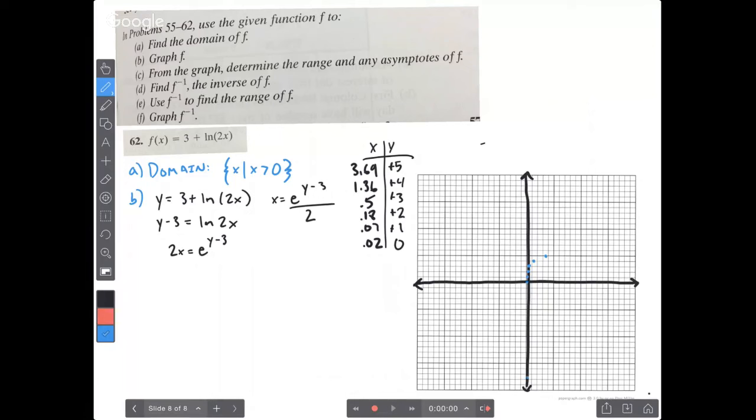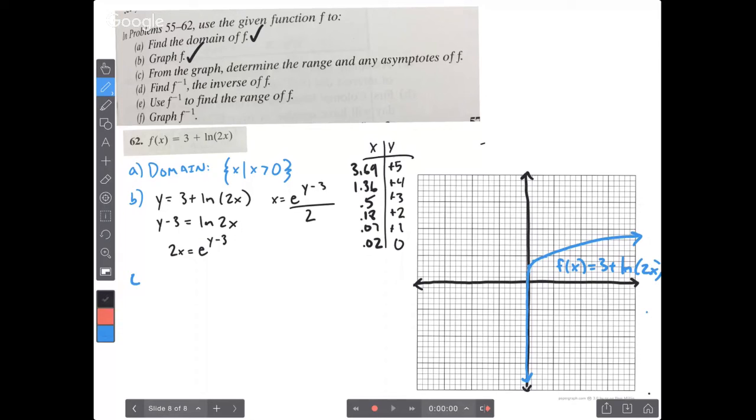Okay, so we are asymptotic against x equals 0, and going up that way. There's f of x equal to 3 plus ln of 2x. Then, okay, check, check. Determine the range and any asymptotes of f.